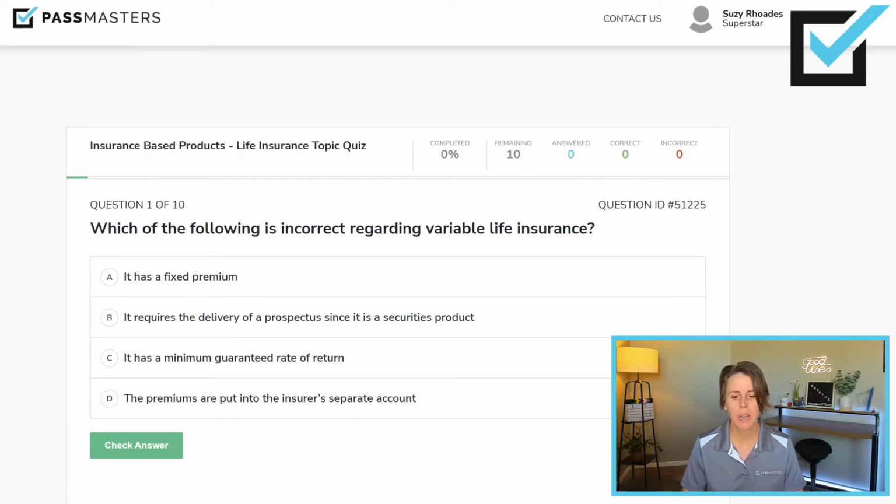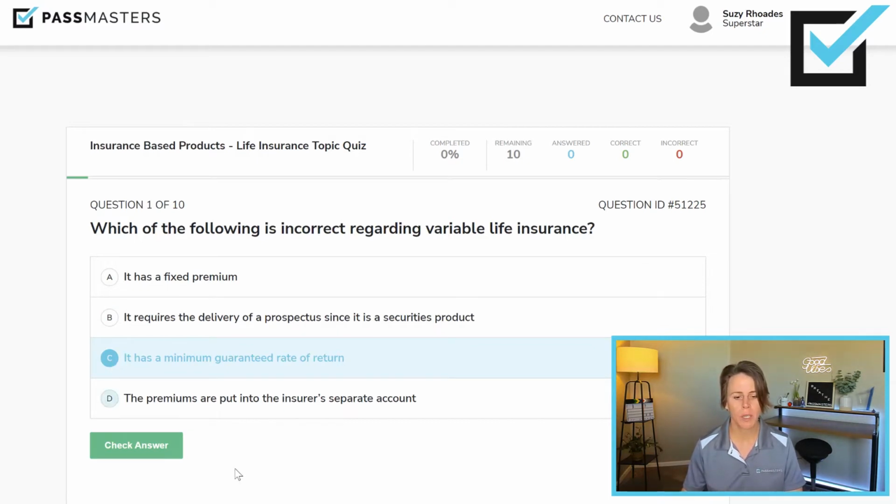The premiums are put into the insurer's separate account. That is true. So there's 4 choices. It's always multiple choice on a securities exam. You're looking for the false statement. One statement is false. It has a minimum guaranteed rate of return. That is right because it's wrong.